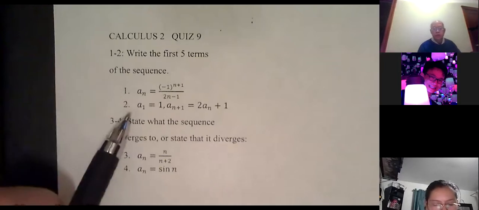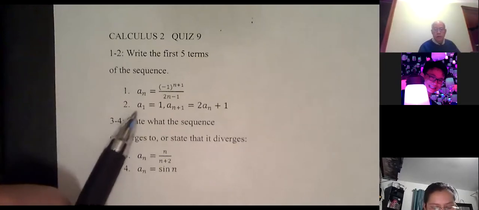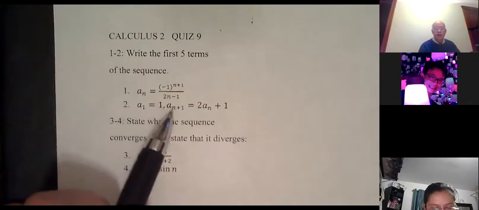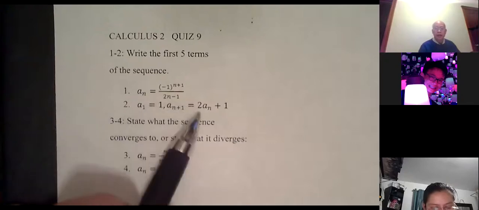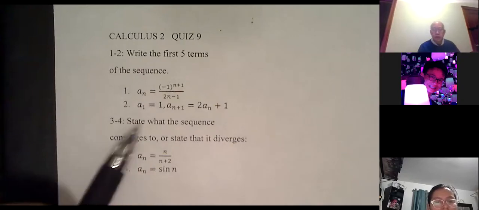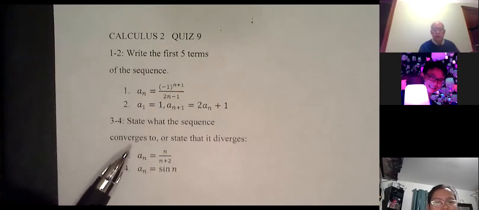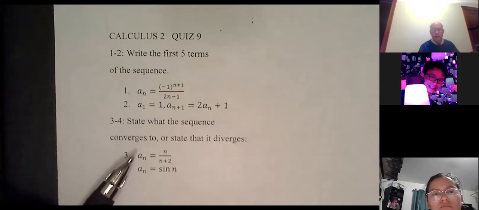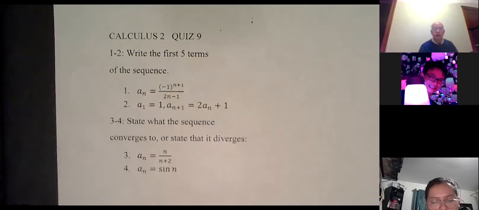Number 2 is a recursive definition. They give you the first term, and then you get a2 based on a1, then you get a3 based on a2, and so on. And then 3 and 4 just ask whether the sequence converges or diverges. If it converges, what does it converge to? In other words, take the limit as n approaches infinity of 3 and 4.